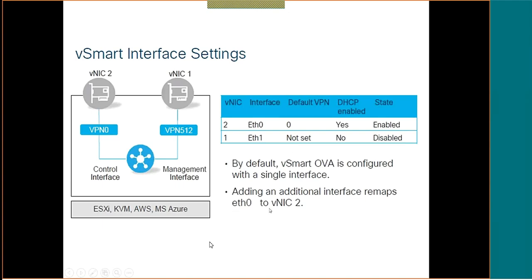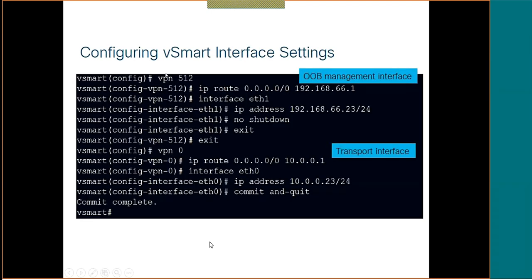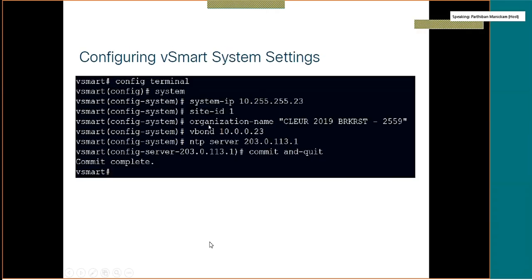Okay, so eth0 to vNIC2. So we will try to map it. While we are trying to map it, this is for the VPN 0 transport control. VPN 512, same configurations we do. VPN 0, same configuration plus system configurations we do. So the idea is the same.